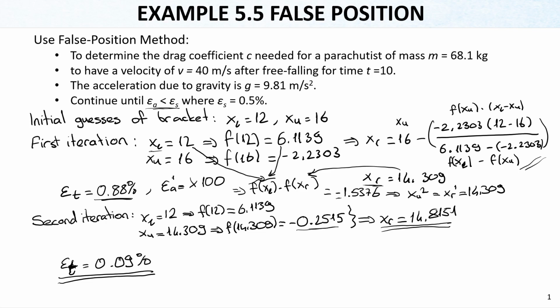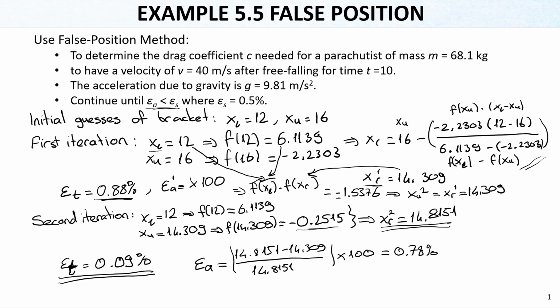For the approximation error, we simply use the difference between xr2 and xr1, basically 14.8151 minus 14.309 divided by the current 14.8151, and we take the absolute value times 100. From here the result is 0.78%. You can see it is still greater than 0.5, because we want to have 0.5.